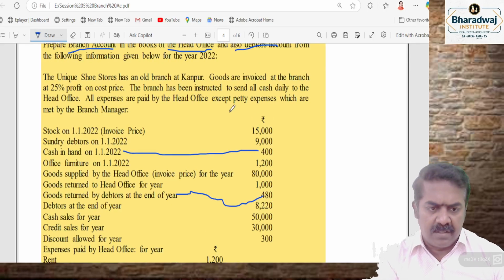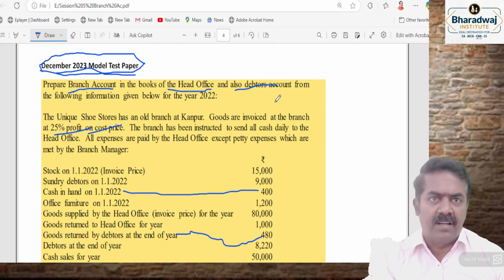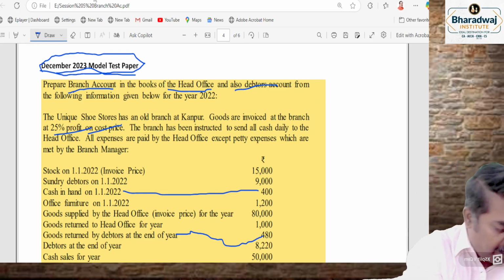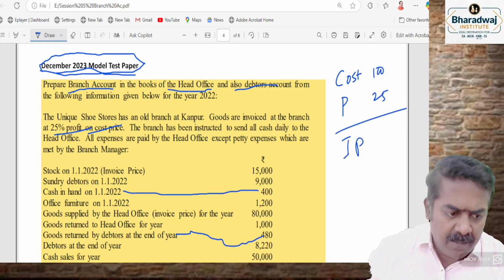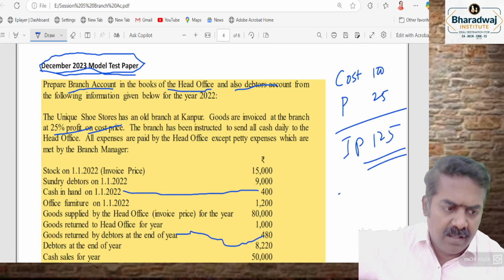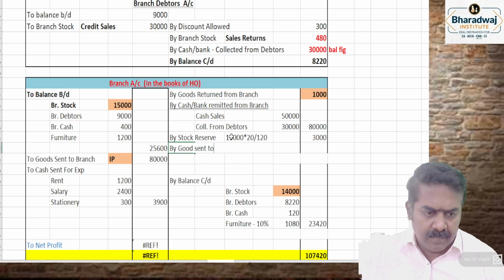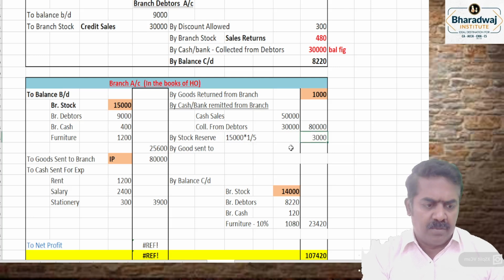What is the profit margin? 25% on cost. What is the meaning of 25% on cost? If cost is 100, profit is 25, invoice price will be 125. So we can say 25 by 125, that is 1/5. 1/5. 3,000.